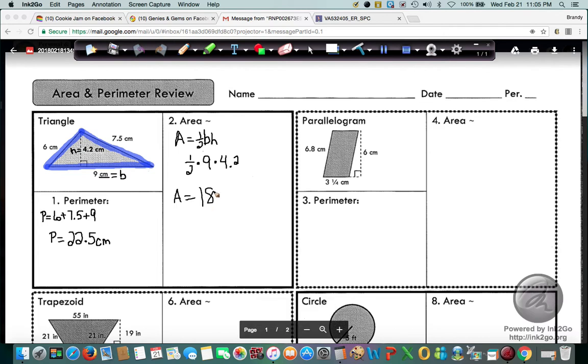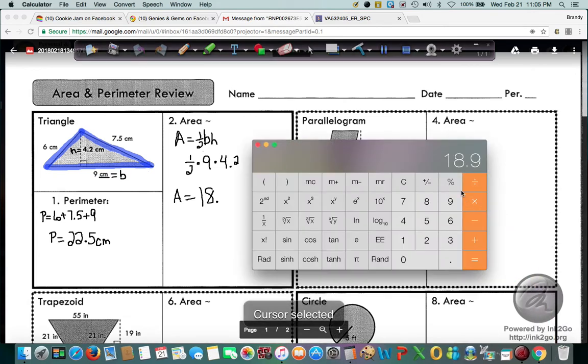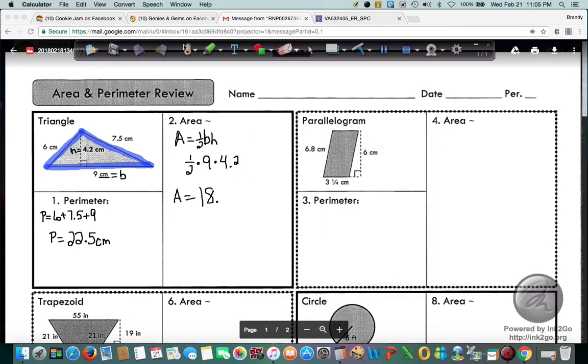So your area is going to be, ooh, that's a big one. 18, I forgot what it was already. 18.9. There it is. 18.9. And again, we're talking centimeters, but since it's area, it's going to be centimeters squared. We are actually multiplying two dimensions. That's where that little 2 comes from, because we're multiplying base times height.